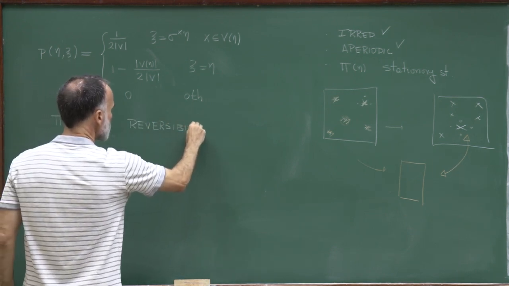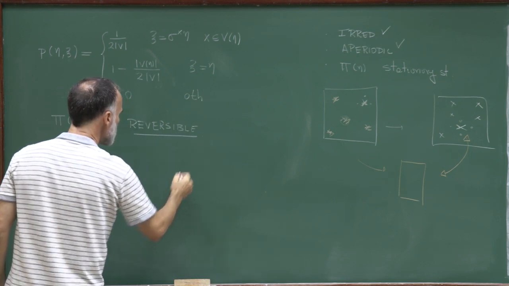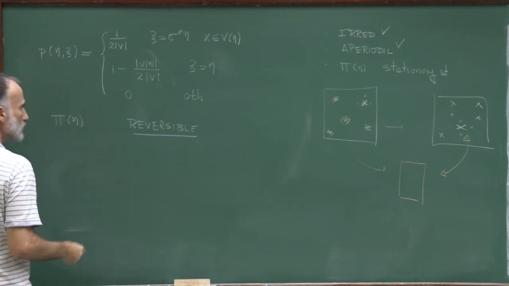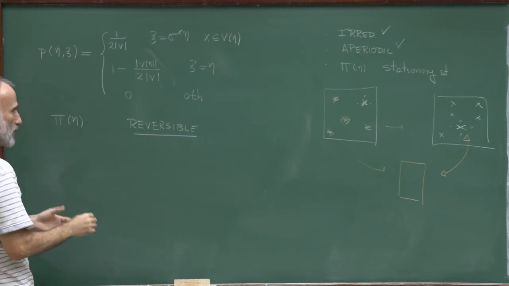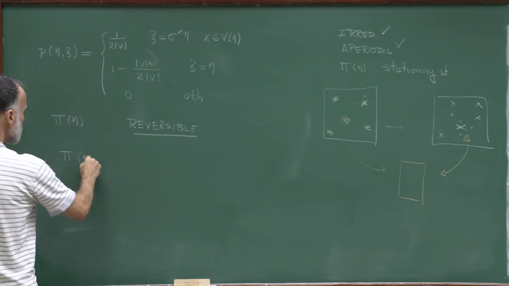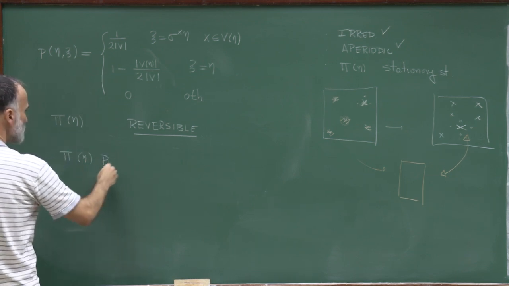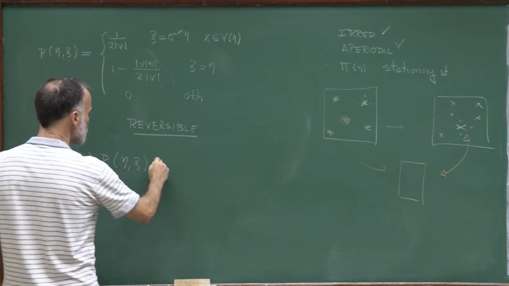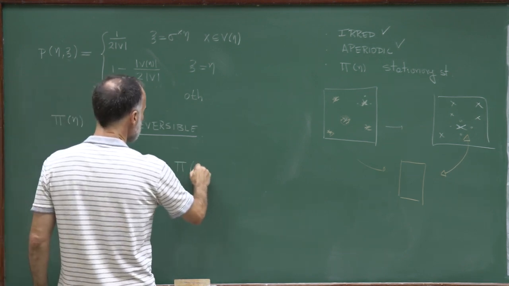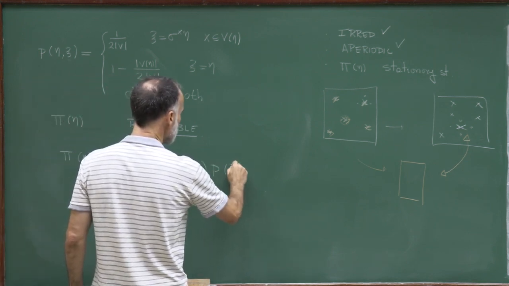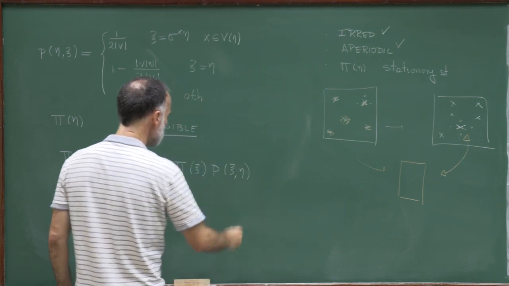So this is the important word here, reversible. Remember that a state is called reversible if it satisfies the detailed balance condition. The detailed balance condition is that the probability that I start from eta and jump from eta to psi is equal to pi of psi times the probability that I jump from psi to eta.